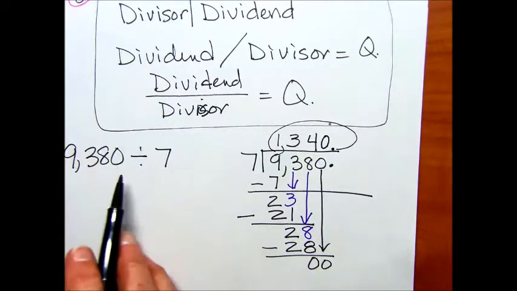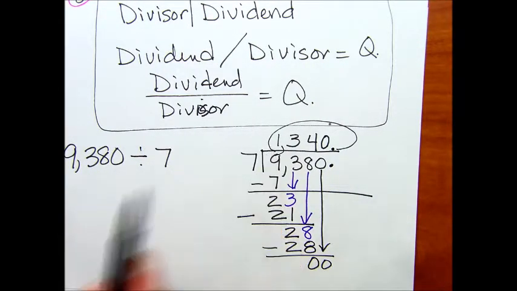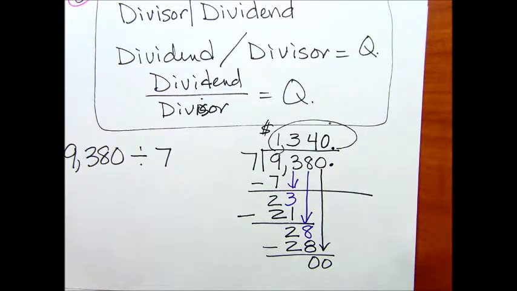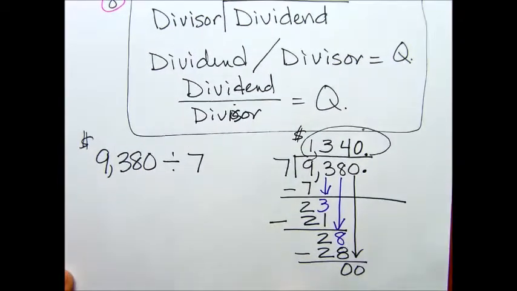So each person in that group would get $1,340. That's pretty good. That would be a nice gift.